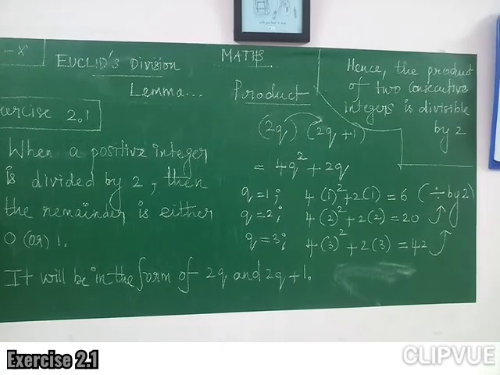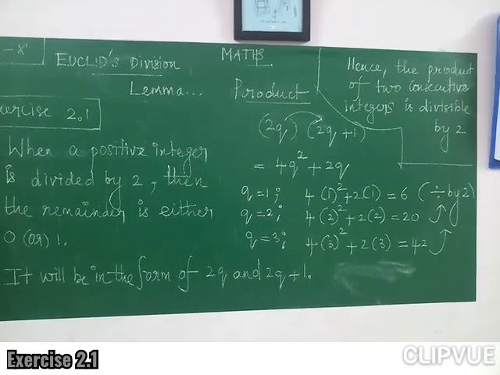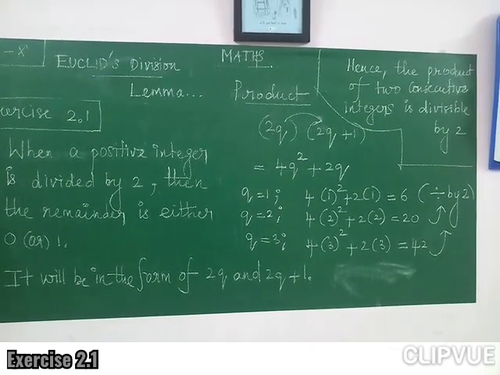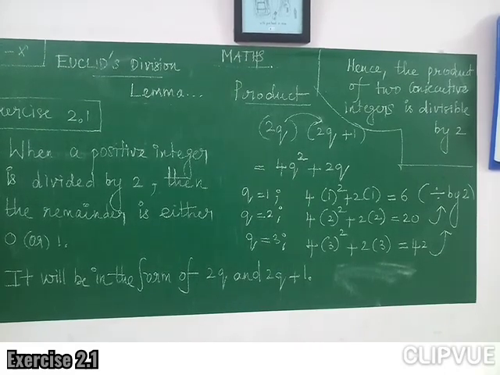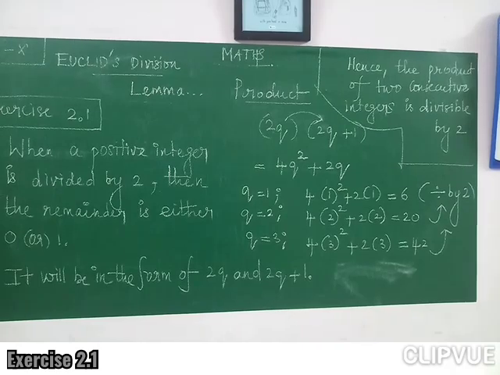In the top right corner I have written the solution of the previous question. Hence, the product of two consecutive integers is divisible by 2. You have to write that after completion of this problem. This is the solution.